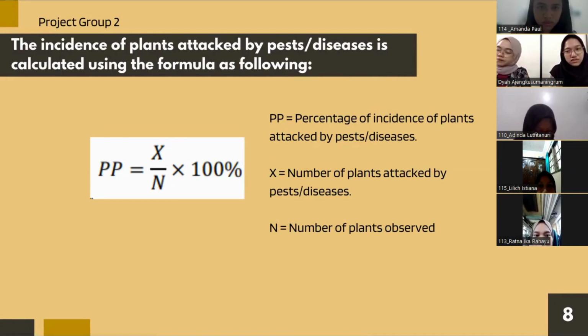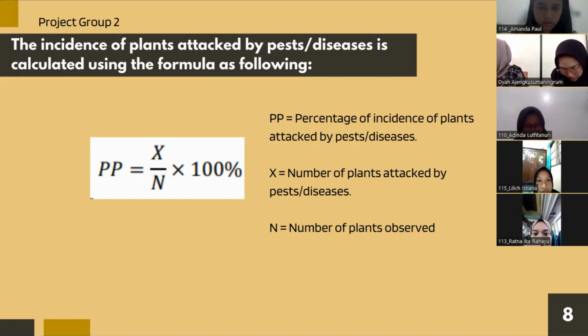Okay, next, the incidence of plants attacked by pest or disease is calculated using the formula as follows: PP equals X divided by N times 100%. PP is percentage of plants attacked by pest or disease, X is number of plants attacked by pest or disease, and N is number of plants observed. Next.